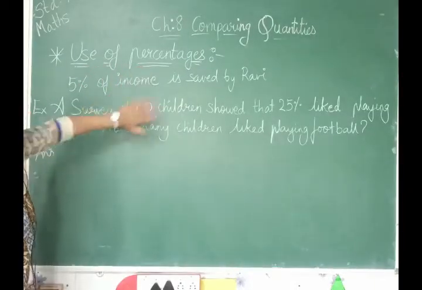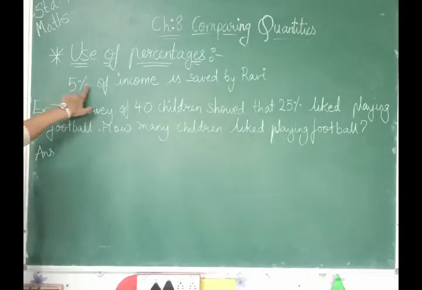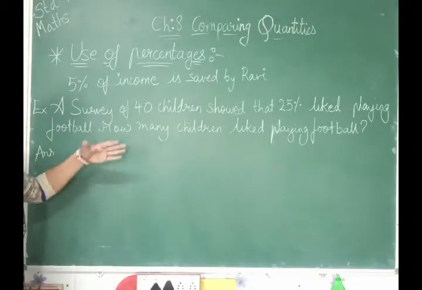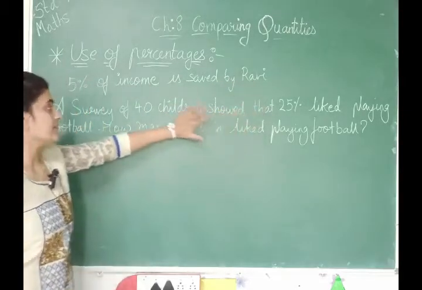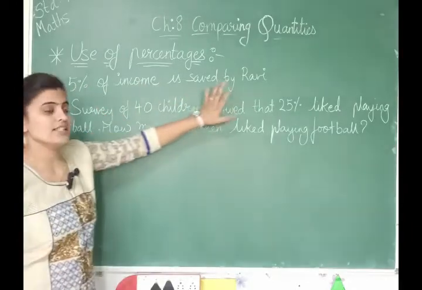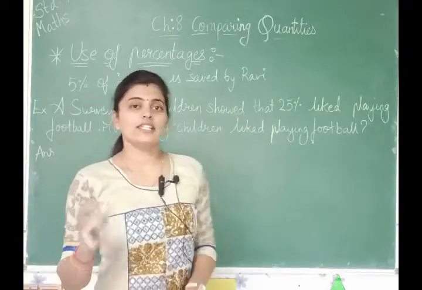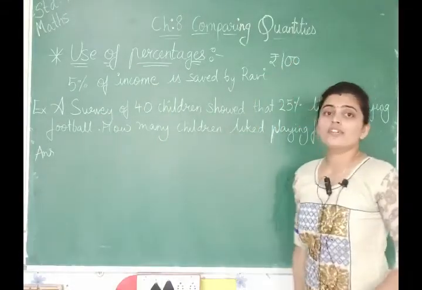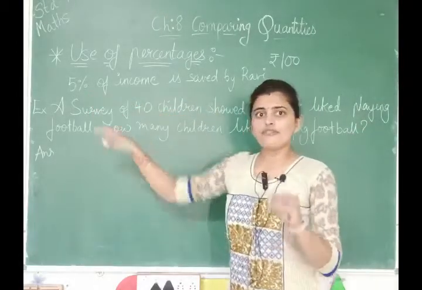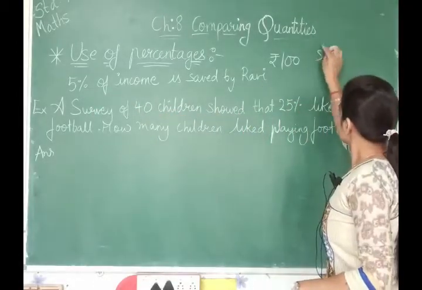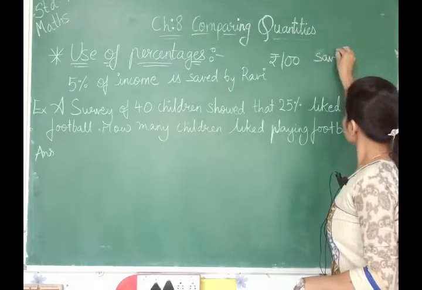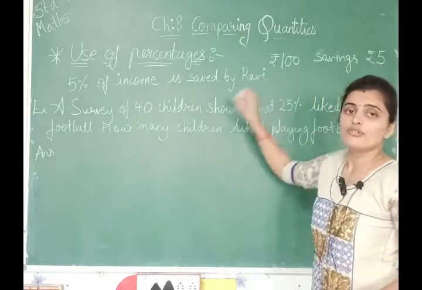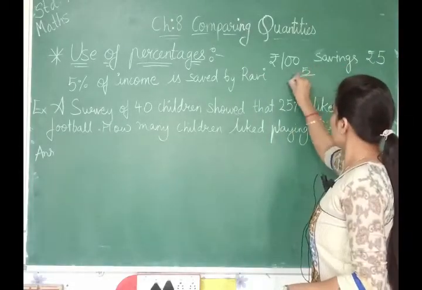Use of percentage. Now here an example is given that 5% of income is saved by Ravi. That means whatever income Ravi is having, out of that 5% he is saving. That means if he is earning 100 rupees, then out of 100 rupees 5% means how many? 5 rupees he is saving. If we want to write it in the fraction form, it will be 5 by 100.